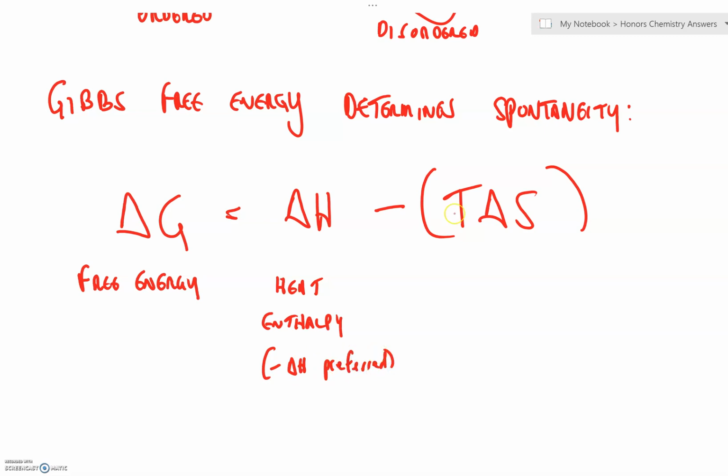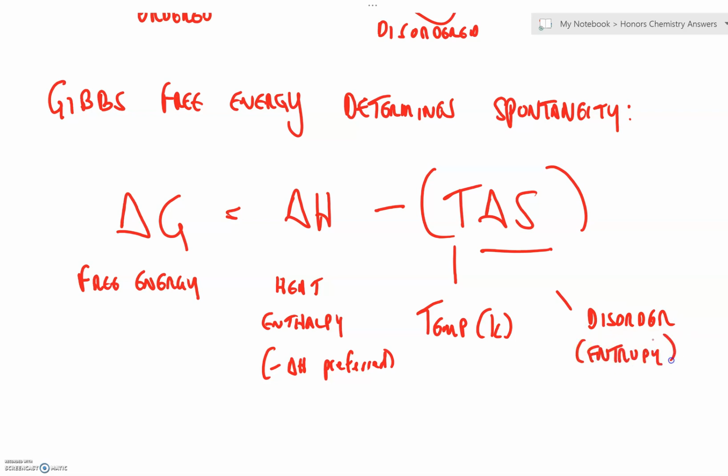Okay? Obviously, this guy T is going to be our temperature in kelvins. Let's erase that so you can see that T better. And here is our new disorder, which we now know is also called entropy. And a positive delta S is preferred. So what this equation is saying is that the free energy, delta G, is equal to the enthalpy in kilojoules per mole minus the quantity temperature times delta S.